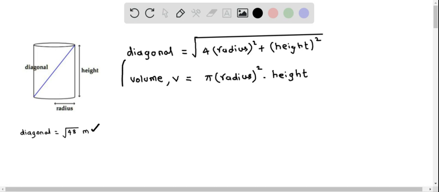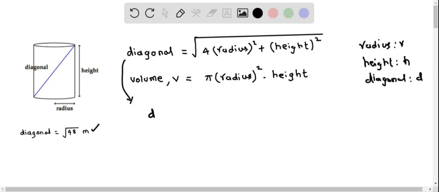So first we are going to use this diagonal equation. Before that, let's denote the radius by r and the height of the cylinder by h and the diagonal of the cylinder by d. So let me consider this diagonal equation. I write this in simple form as d equals the square root of 4 times radius squared, so it is 4r squared plus height squared, which is h squared.